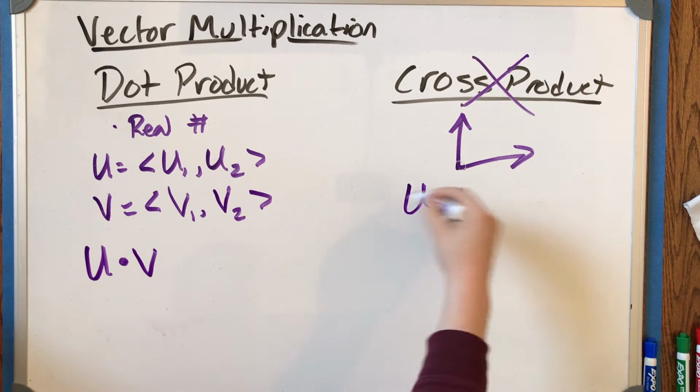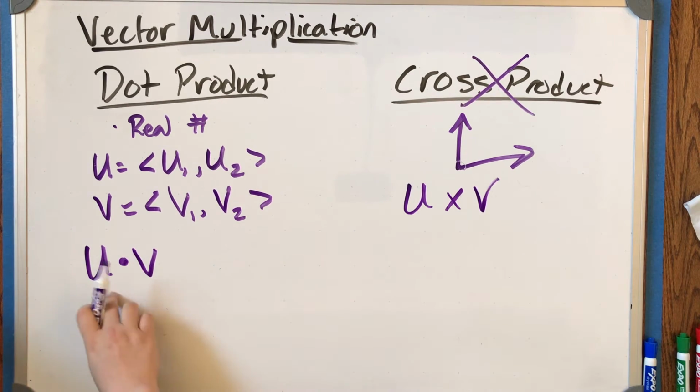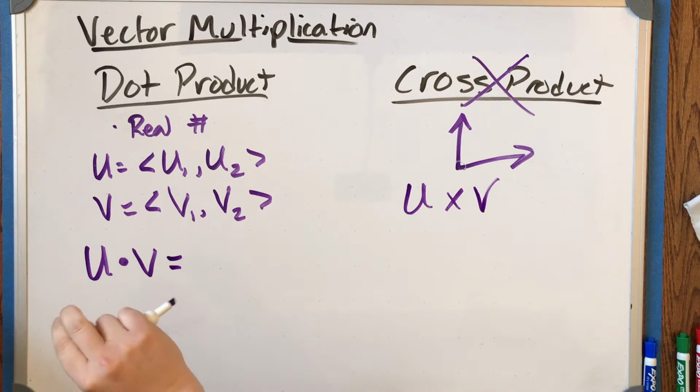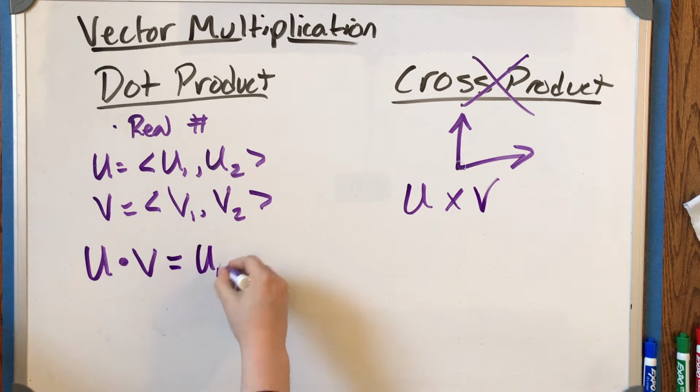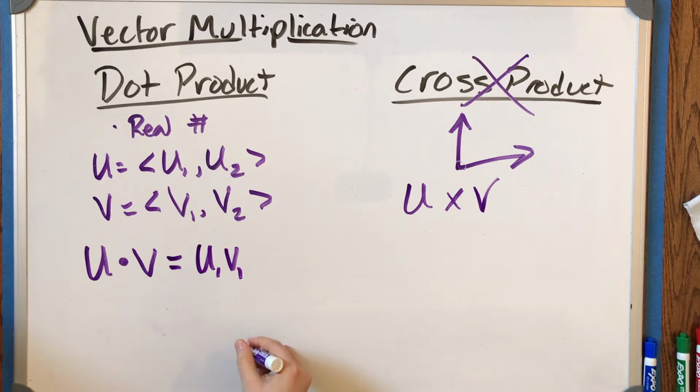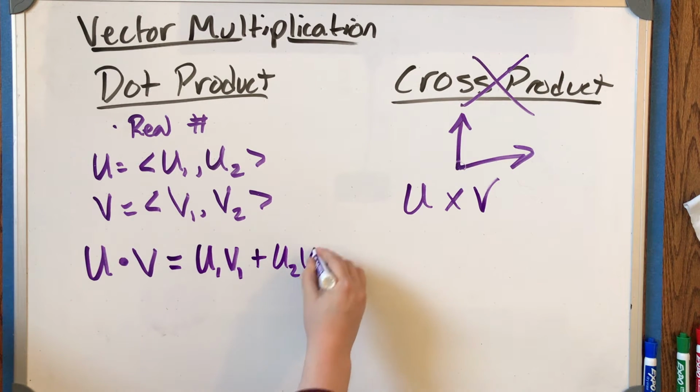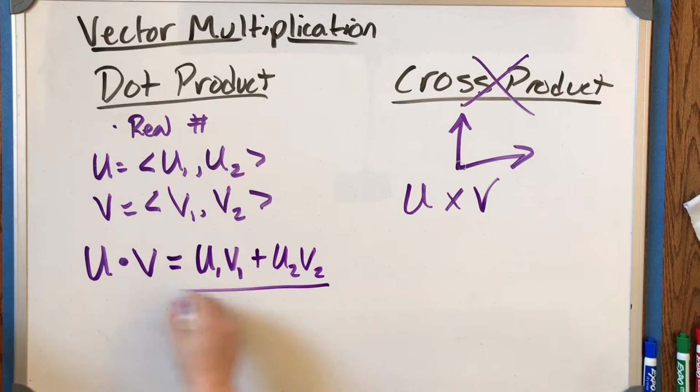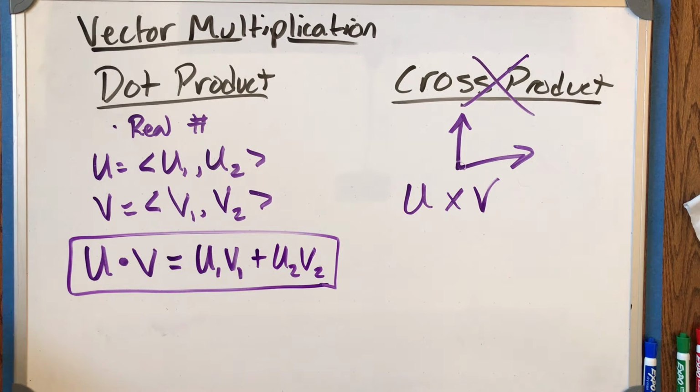because if we were doing the cross product, we would have to say u cross v. So if we're doing u dot v, it's very straightforward. Take the x values, multiply them together, take the y values, multiply them together, and then add them. So that's u1 times v1 plus u2 times v2. This is a formula that you need to memorize, but it's not super difficult, I think. So I'm pretty sure you can handle it.